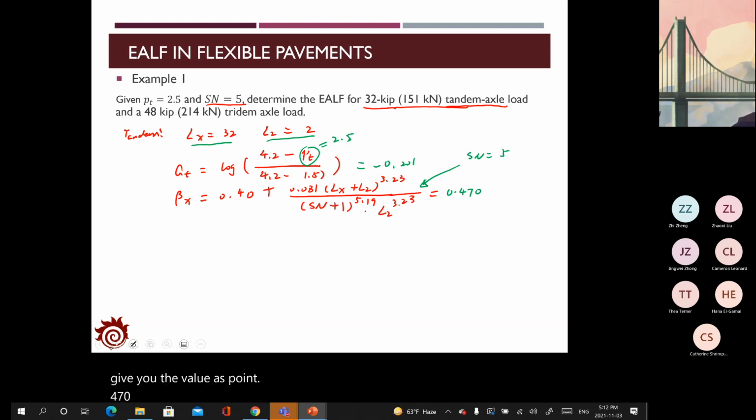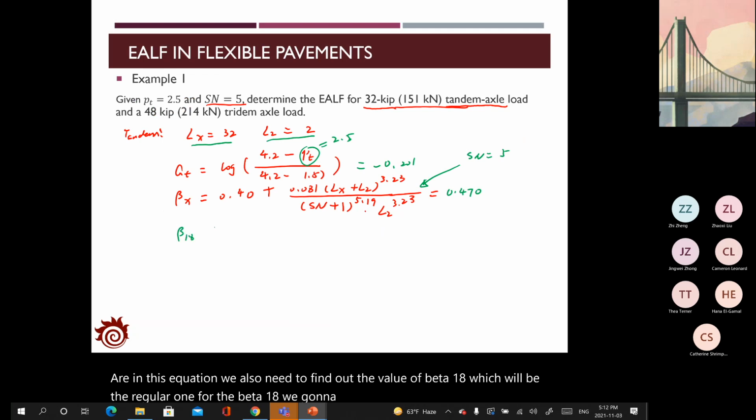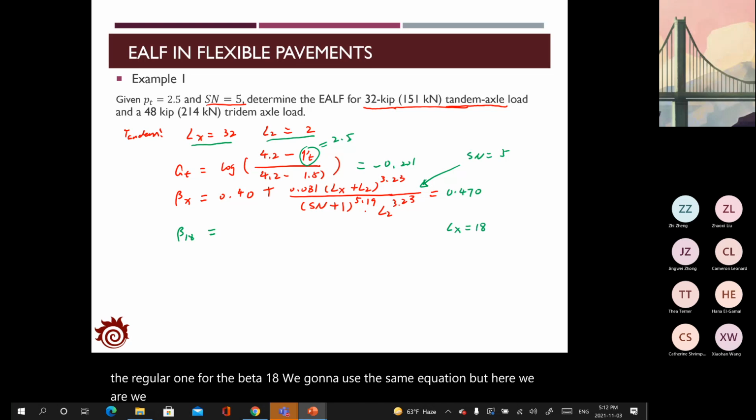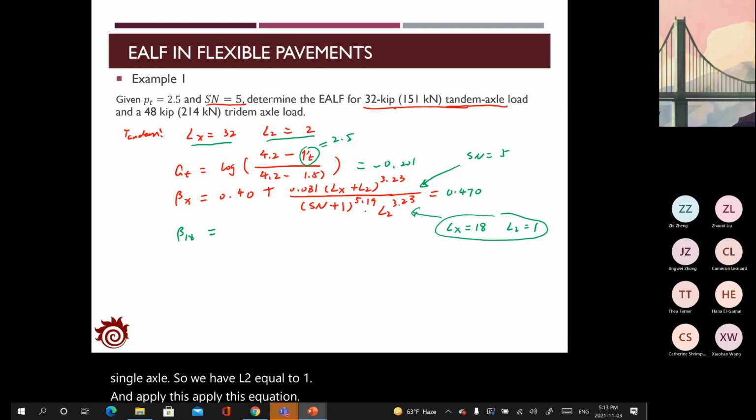With that we can get the value of beta x for the tandem axle, which will give you the value as 0.470. In this equation, we also need to find out the value of beta 18, which will be the regular one. For beta 18, we're going to use the same equation, but here we assume that Lx is 18, which would be the standard axle, and this is also the single axle, so we have L2 equal to 1. Applying these settings in the equation for beta x, we can get the value of beta 18 as 0.5.